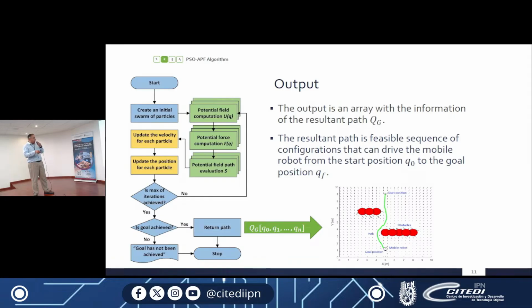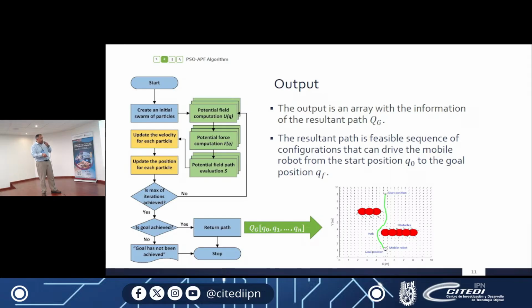This is an iterative process. Our stop condition is the number of iterations. So if the max of iterations is achieved, we stop the algorithm. If not, we continue with this process. We evaluate the new position of the particles, we update the velocity and the position, and so on and so forth, until we reach the max of iterations. Then we ask if we achieve the goal. If yes, we return the path.